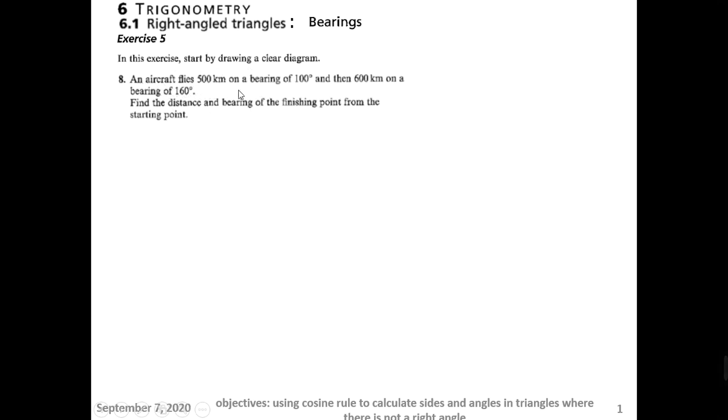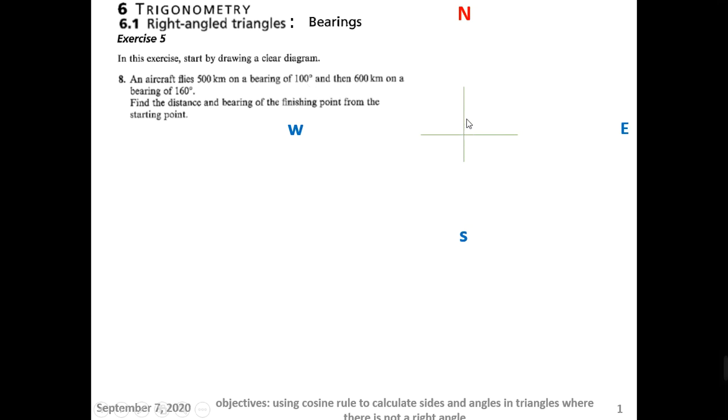As I'm reading the questions, we are supposed to be sketching the drawing. An aircraft flies 500 kilometers on a bearing of 100 degrees. When I see a bearing question, I always start with drawing the coordinate planes. The coordinate plane is the x-axis and, vertical on it, the y-axis. When they say a bearing of 100, the bearing is measured from the north and clockwise.